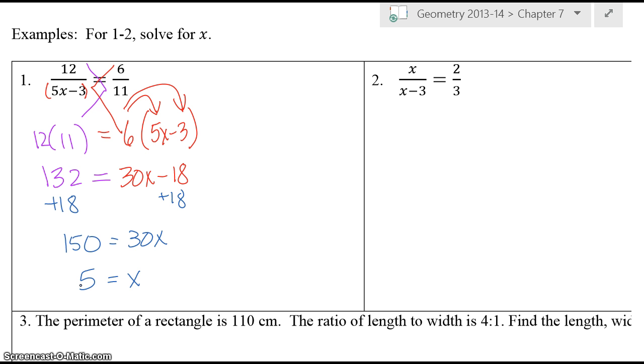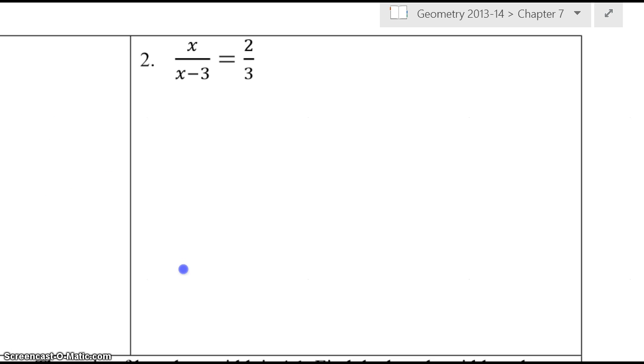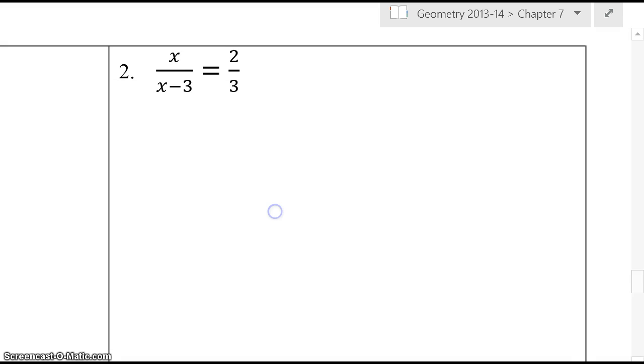Okay, number 2, what should we do first? What would I recommend? Parentheses around anything that's more than one term. So, I'd put parentheses around x minus 3 and then I would cross multiply. Go ahead and try that, please. So when I cross multiply, I'm going to do 2 times x minus 3 equals, I'm going to cross the other way, x times 3 is 3x.